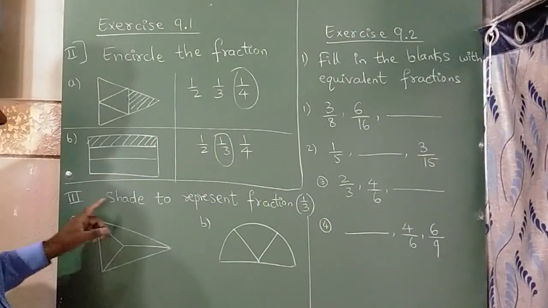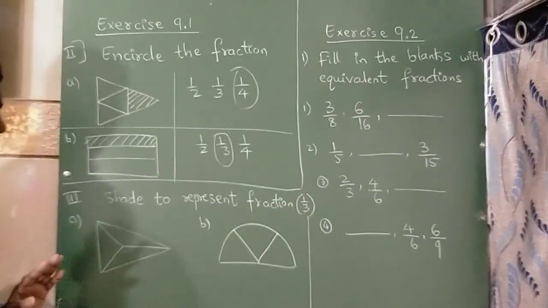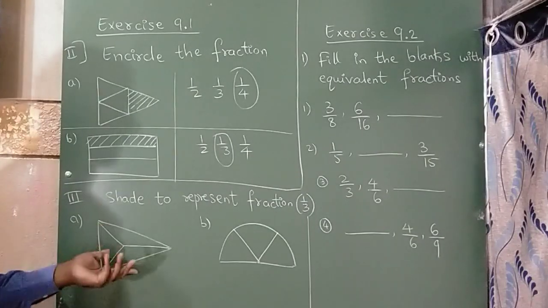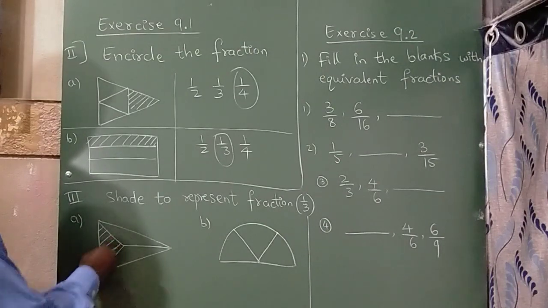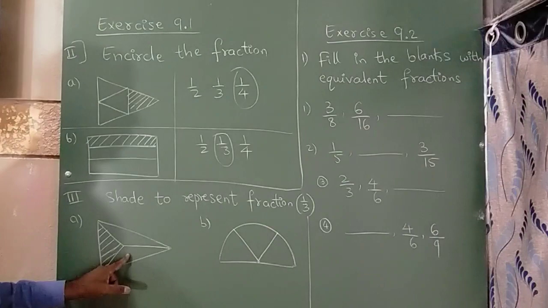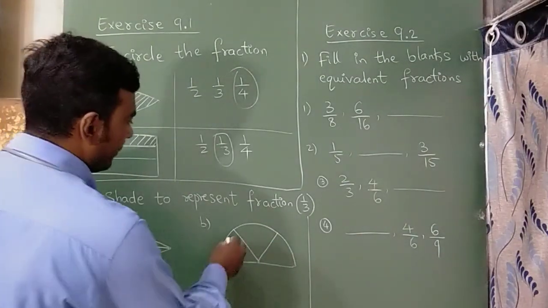Fine. Now the next question is shade to represent the fraction 1 upon 3. Fine. So there are 3 equal parts. So you need to shade. You can shade anywhere. So let me shade here. So 1 is shaded and there are 3 equal parts. Fine. So the second one, 1, 2, 3. So you need to shade.